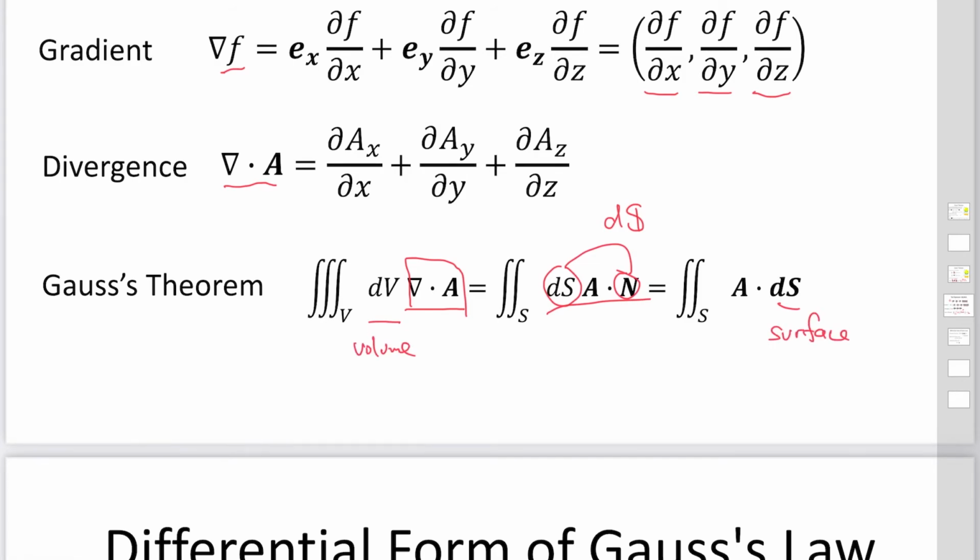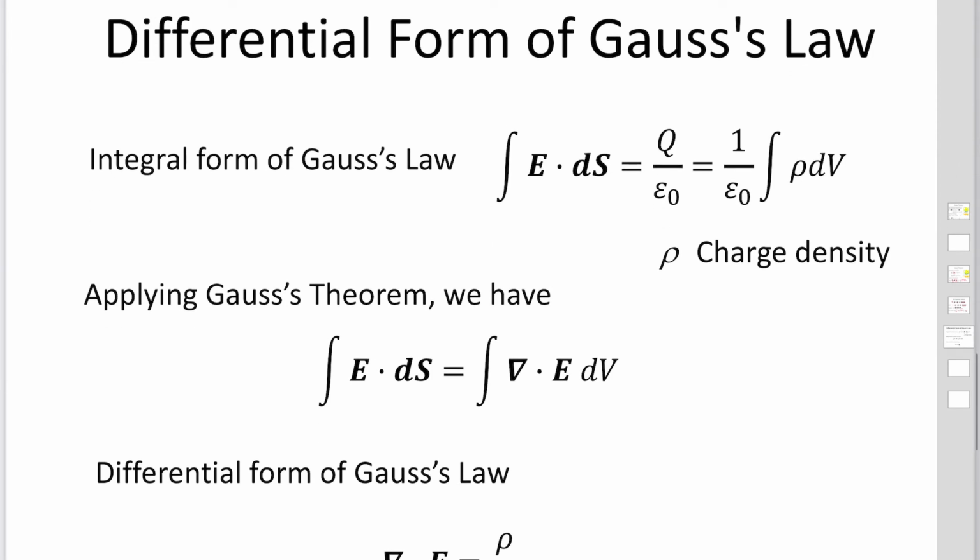Okay, so we use the Gauss theorem to express the Gauss law. The integral form of the Gauss law is the surface integral of E over the closed surface equal to Q over epsilon naught. Q is the total net charge inside the closed surface. You can express it with the volume integral of the charge density rho. If you integrate the charge density in the volume inside the closed surface, it becomes Q. Applying the Gauss theorem, the surface integral of E dS is expressed with the volume integral. This is exactly the same, so these two have to be the same.